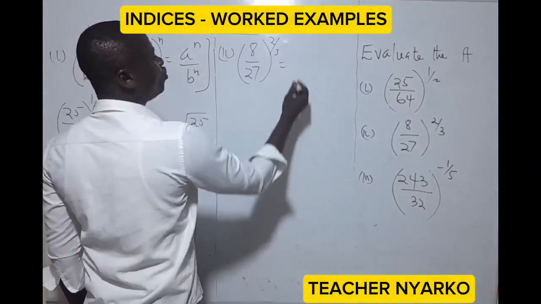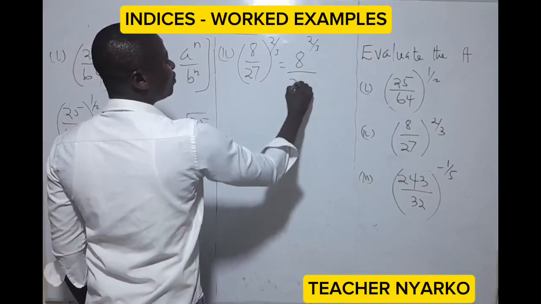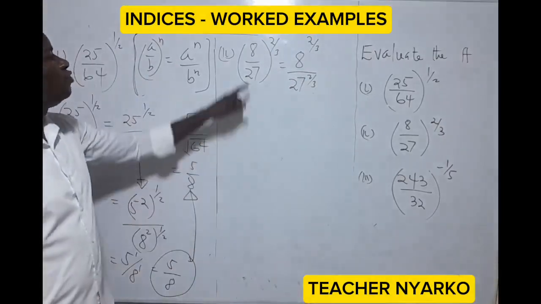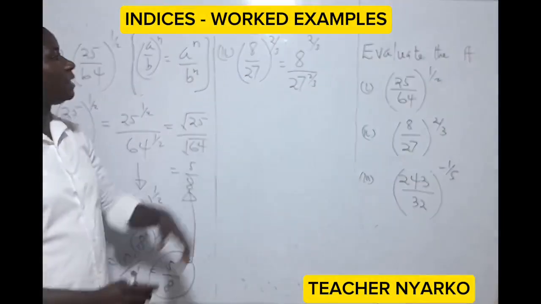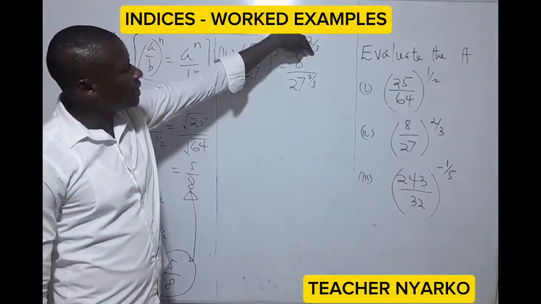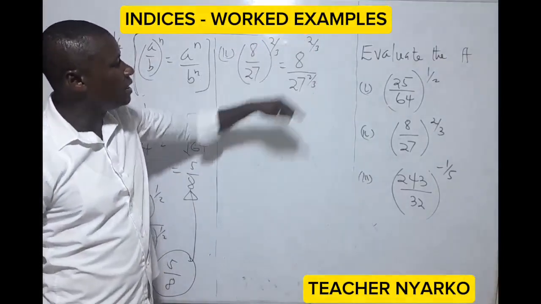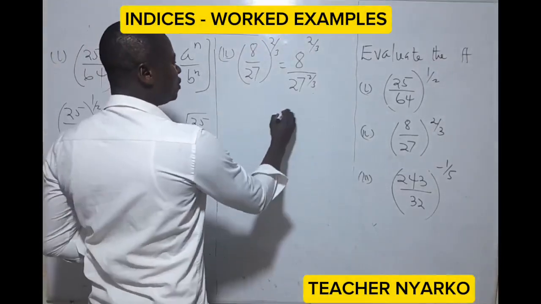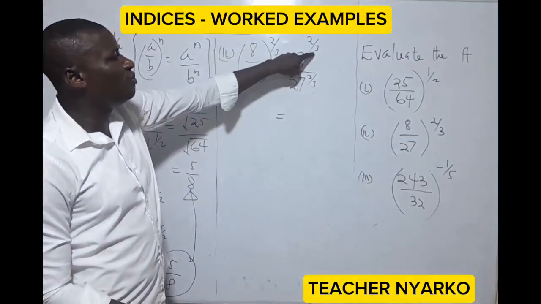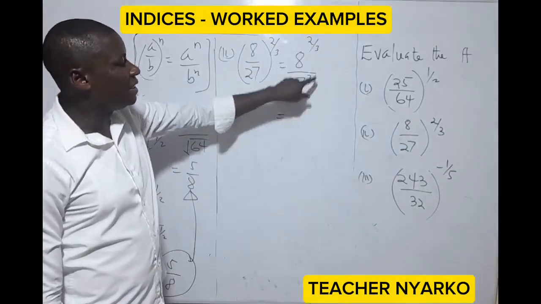So from the property, you know that this is the same as 8 exponent 2 over 3, over 27 exponent 2 over 3. That means that the exponent is affecting both the numerator and the denominator. And so, when you look at the exponent, you have 2 over 3. The numerator is 2, the denominator is 3. So can we express 8 to have an exponent which is equal to the denominator of the fraction? This is what you have to understand. The denominator is 3.